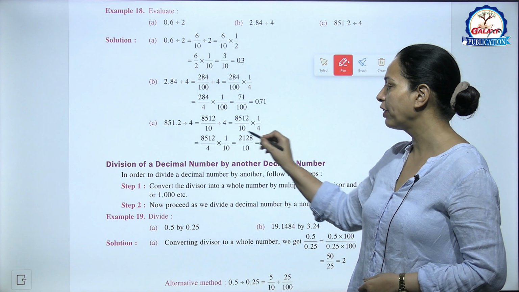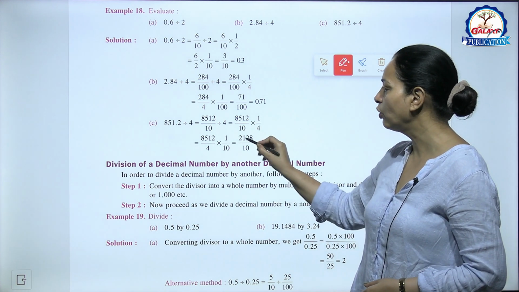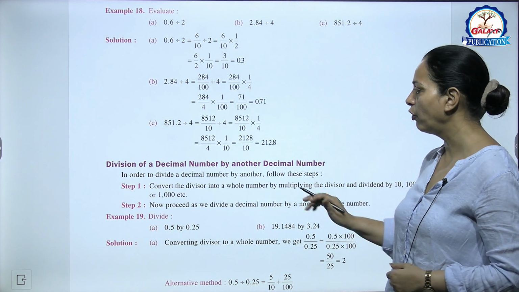8512 upon 10 divided by 4. We are getting this one. Now cut it by 4. We are getting 2128 upon 10, which means 212.8.